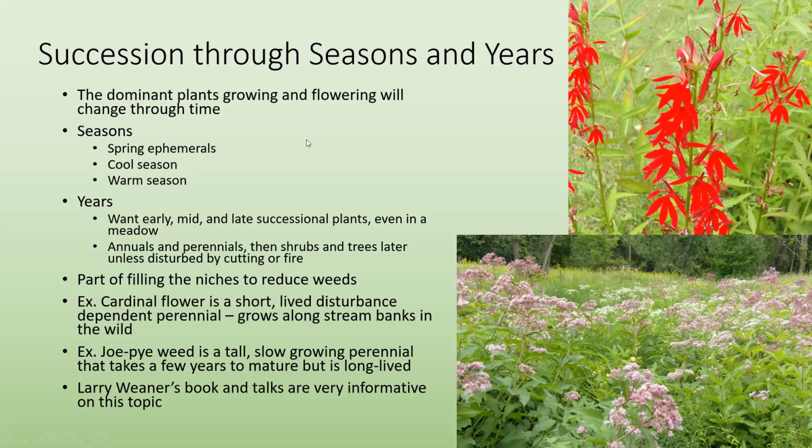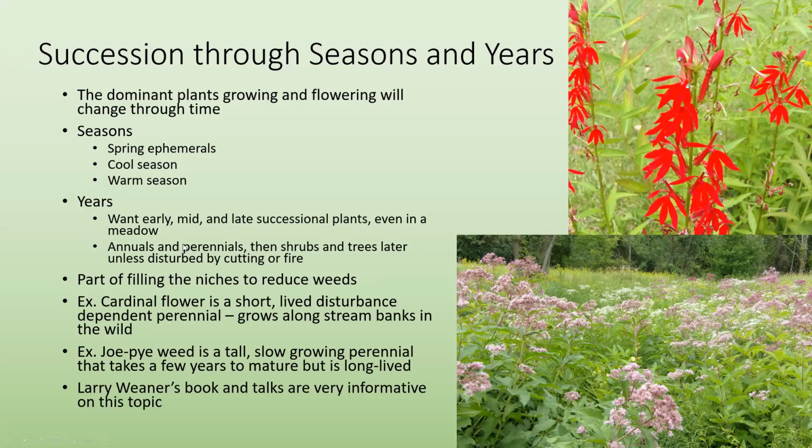And in the seasons, throughout a single year, you'll have spring ephemerals, cool season plants, and then warm season plants that can all be planted really close to each other, so that there's a lot happening ecologically and visually too. So even in a meadow, you want to think about early, mid, and late successional plants, like the cardinal flower and the Joe Pye weed.